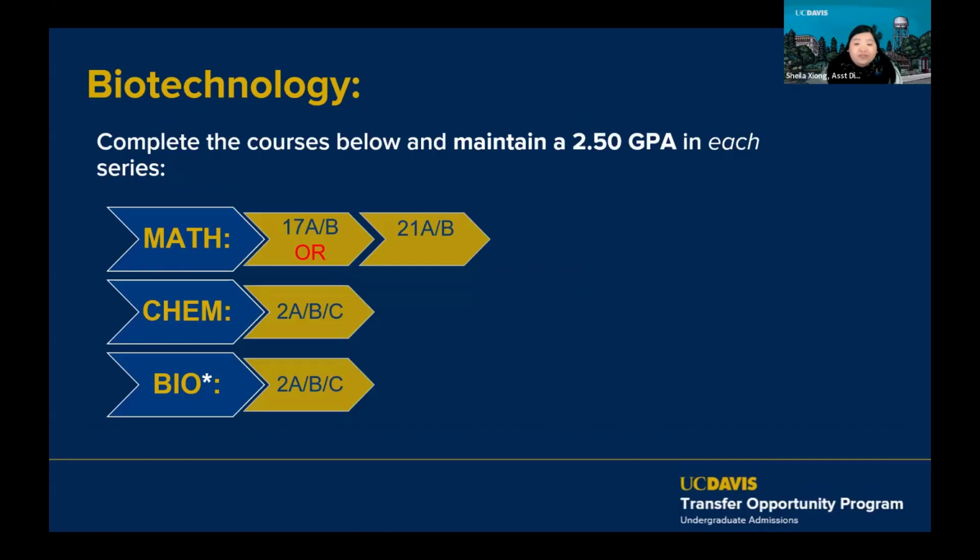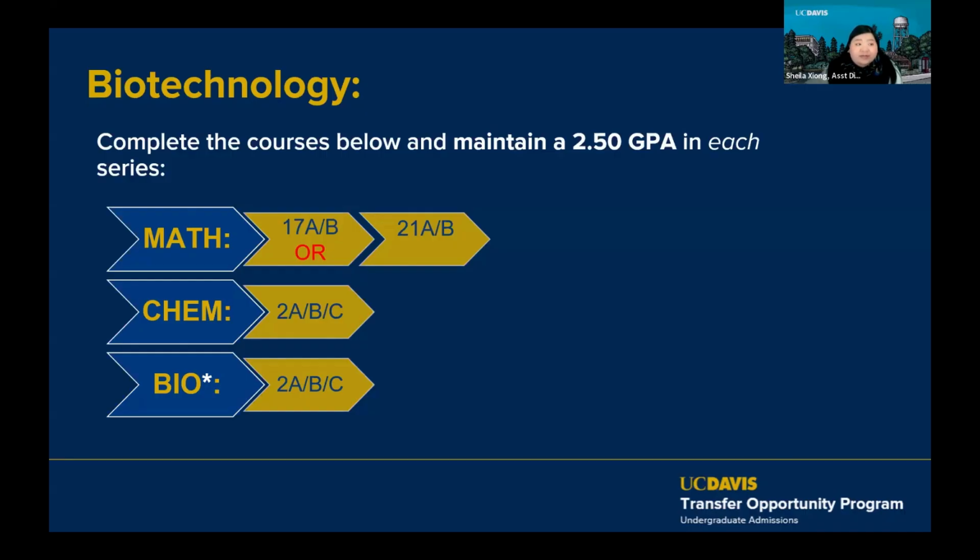All right, for those of you interested in biotechnology, you do need to maintain a 2.5 GPA in each of the series here. It's really important to also note the language for the selection. So for animal bio and animal science that we just went over, the GPA needs to be maintained across the entire group, right? So an entire group means all of the courses. For biotechnology, it's in each series.